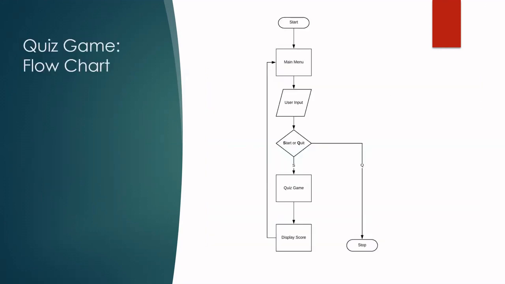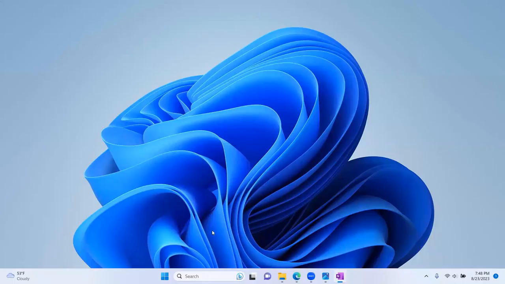Let me explain the flowchart. The flowchart is very simple here, and our game will start with the main menu. The main menu will wait for the user to input a value. If the user inputs Q or the escape character, the game will stop. If the user inputs the S character, the game will start. And after finishing the game, it will display the total score and go back to the main menu. And again from the main menu, the user can start the game or quit the game.